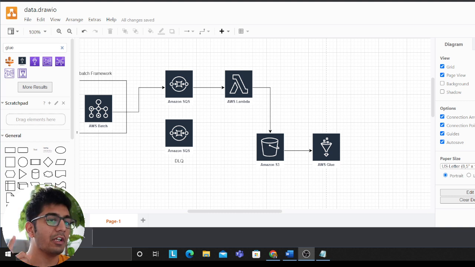We could have used the FIFO queue here because FIFO offers dedupe, but we wanted to go for the standard queue because of the volume of the messages, right? Remember, FIFO queue is great, but it cannot scale as well as standard queue. But whatever, let me keep going forward.